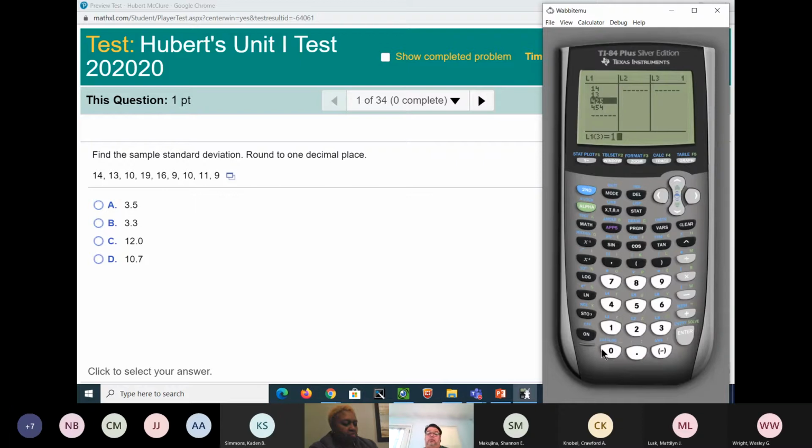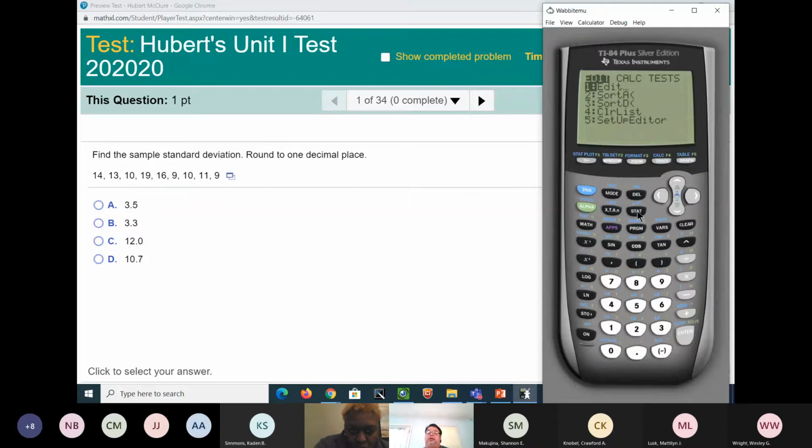10, 19, somebody needs to time me. 19, 16, 9, 10, 11, and 9.